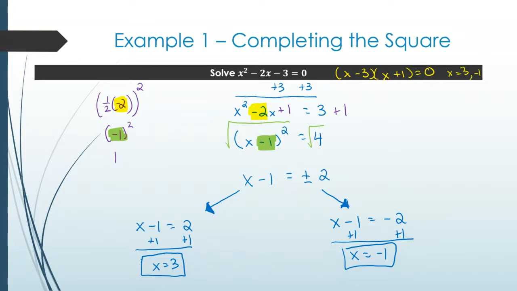It's a little longer process. The advantage of completing the square is that sometimes things can't be factored. So if you can't factor it, you can't use the factoring method. But completing the square works for every single quadratic. You can always use completing the square. So that's an advantage. You don't have to worry whether it's factorable or not.